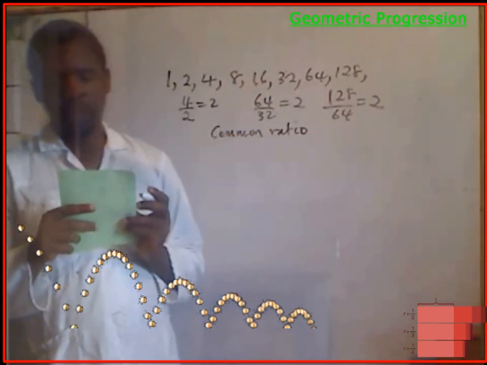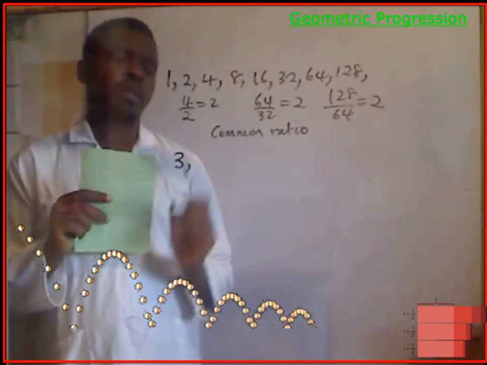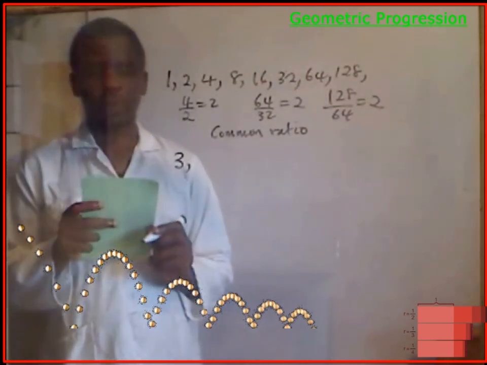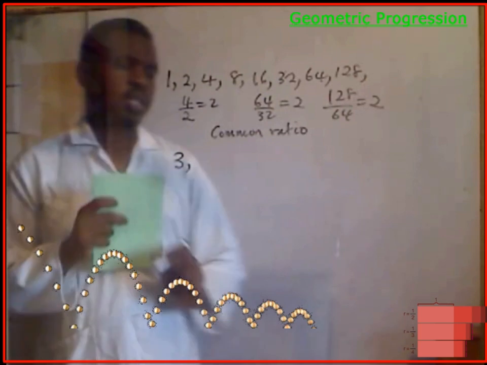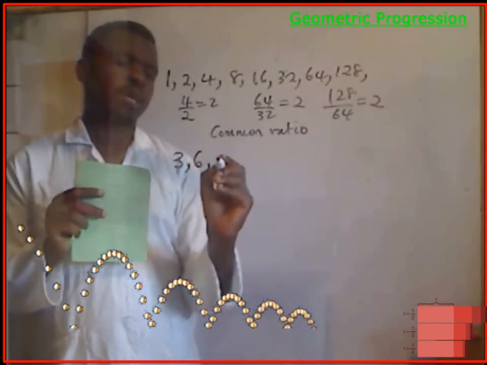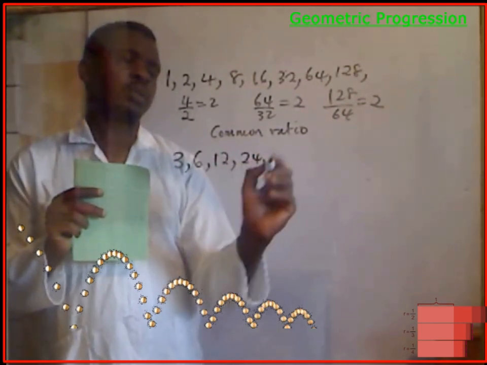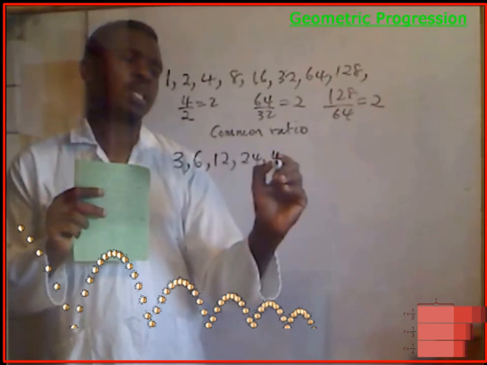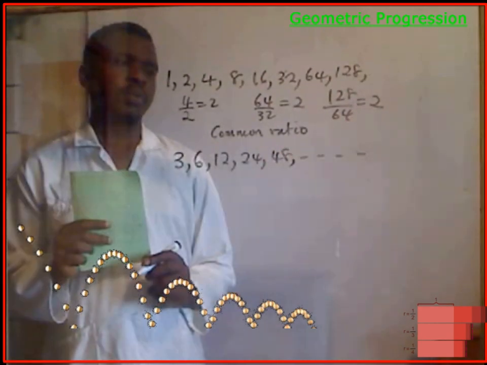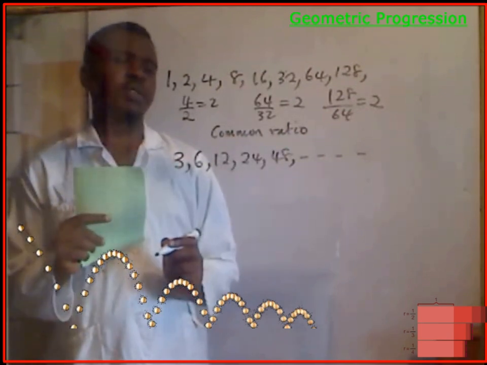We'll take another example. If I'm given the first term as 3 and I'm told that my common ratio is 2, what would be the succeeding terms? I have 3 times 2, which will be 6. 6 times 2, 12. 12 times 2, 24. 24 times 2, 48. So we find here that in these two examples, the series are diverging.